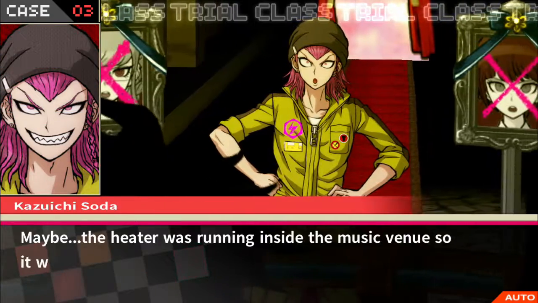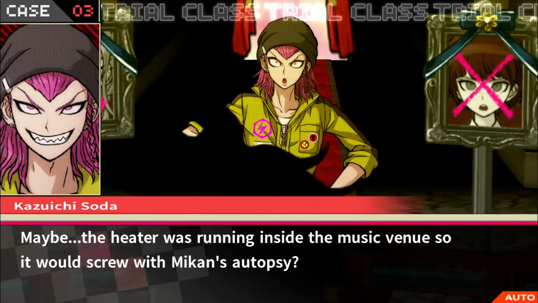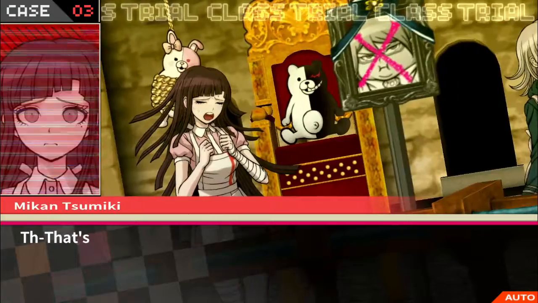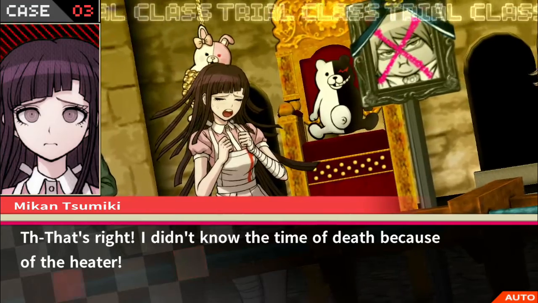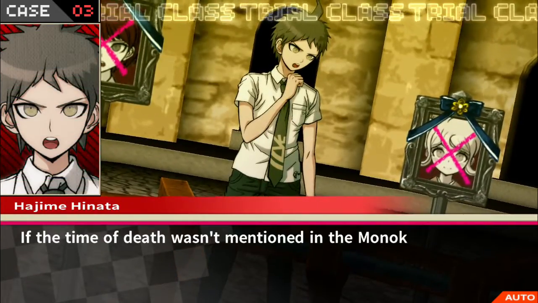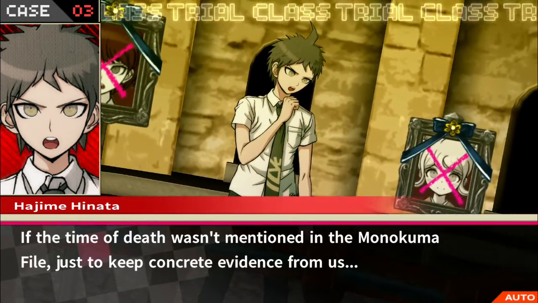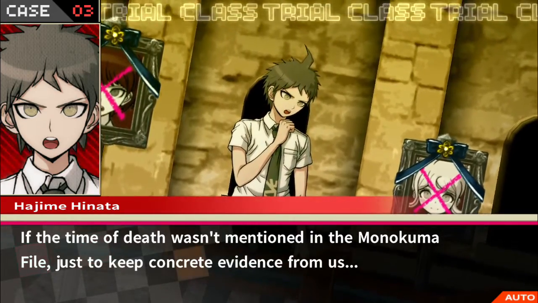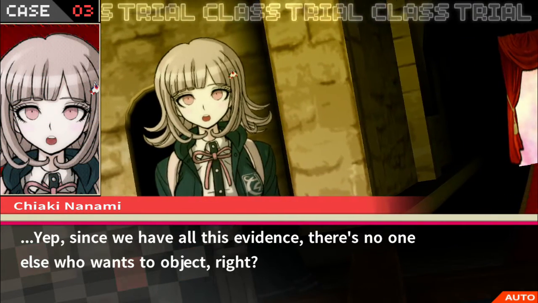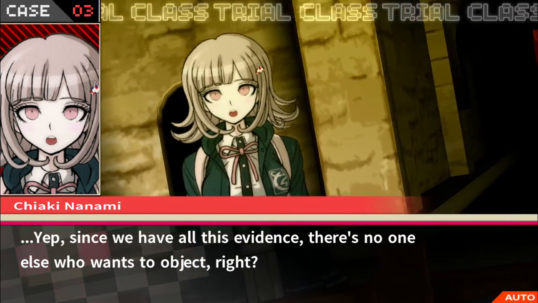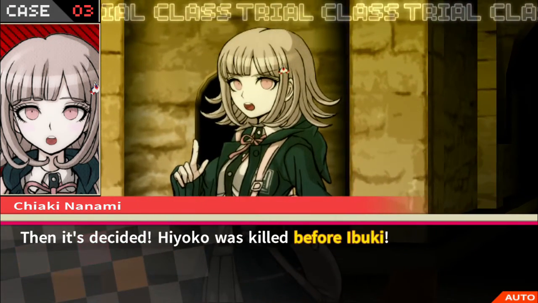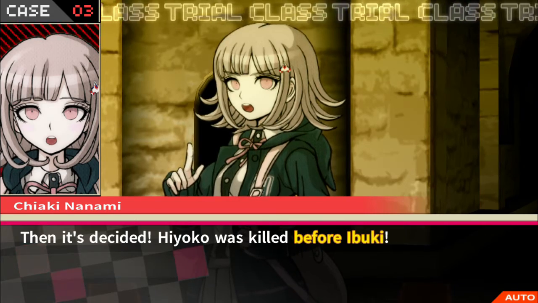That exonerates Mikan. The fever was running inside the music venue so it would screw with Mikan's autopsy? That's right! I didn't know the time of death because of the fever! The time of death wasn't mentioned in the Monokuma file just to keep concrete evidence from us. Yep. Since we have all this evidence, there's no one else who wants to object, right? Then it's decided. Hiyoko was killed before Ibuki.